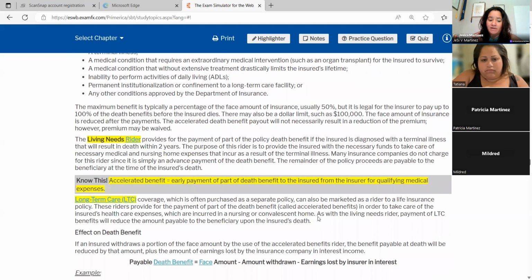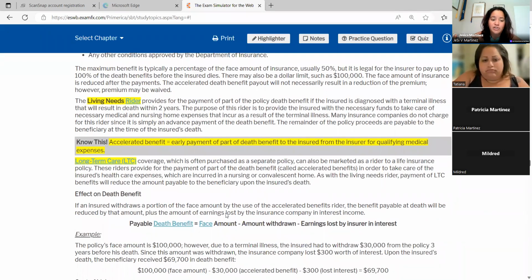LTC is long-term care coverage, which is often purchased as a separate policy, but can also be marketed as a rider to the life insurance policy. So it is what it's saying, it will pay for the long-term care facilities. And if it's a rider, whatever you're pulling for that will be deducted from the death benefit at the end.